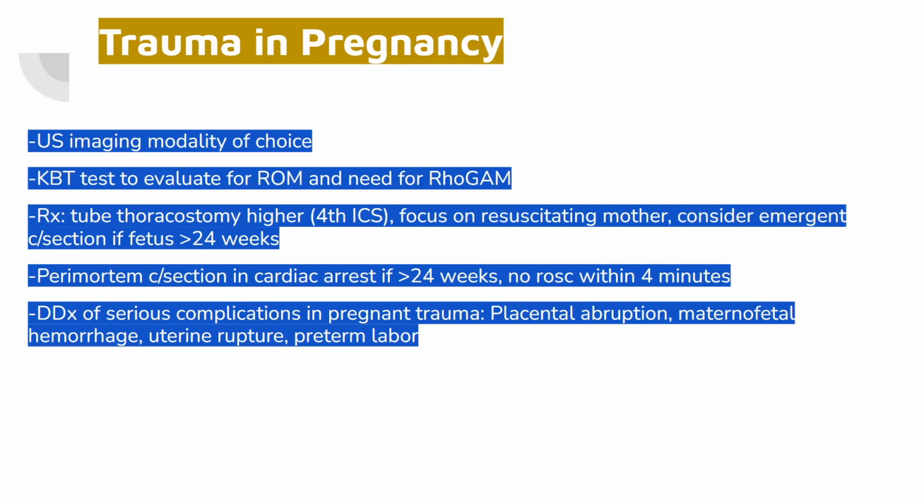Tube thoracostomy goes higher, in the fourth intercostal space. If you need to put one in, you focus on resuscitating the mother first and consider emergent C-section if viable. Perimortem C-section if cardiac arrest with no ROSC within 4 minutes. And then differential diagnosis of serious complications includes placental abruption, maternal fetal hemorrhage, uterine rupture, and preterm labor.